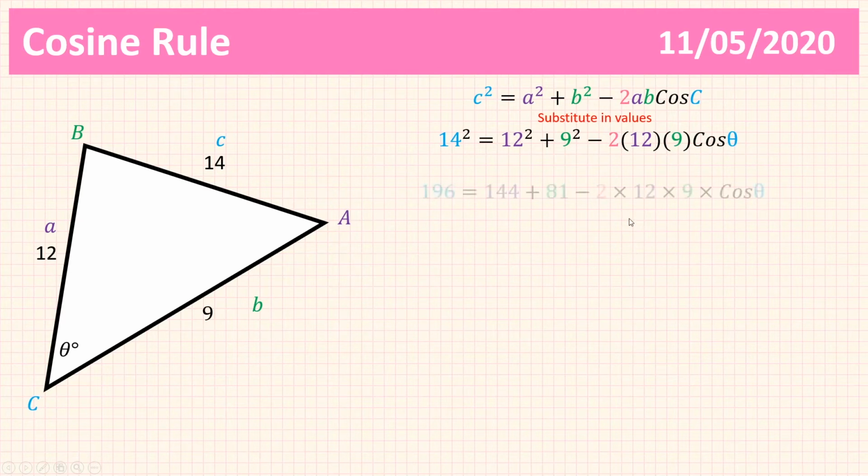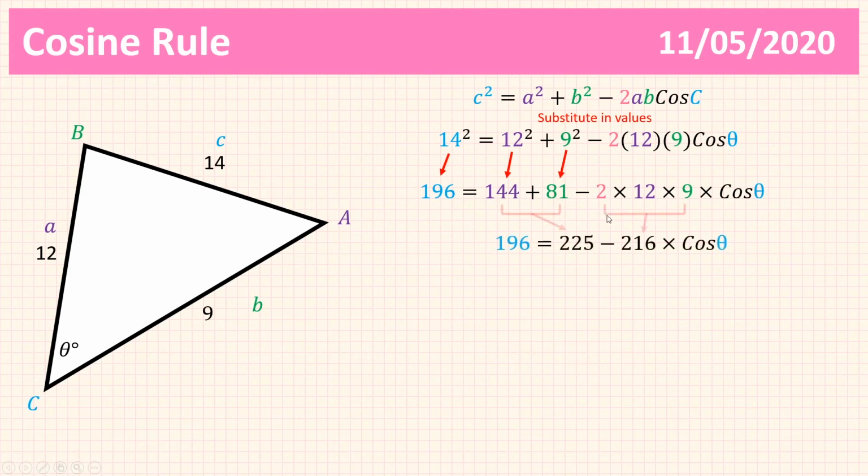The next thing we're going to do is calculate some numbers. So 14 squared gives us 196, 12 squared 144, 9 squared gives us 81. The reason we do this is because we want to try and make it as efficient as possible when we get to the end, and you'll see as we get through this why we are doing some calculations as we go along. So we've added 144 and 81, and we've done 2 times 12 times 9 to get 216. Once again, we're doing this so that we can make it easier to rearrange.